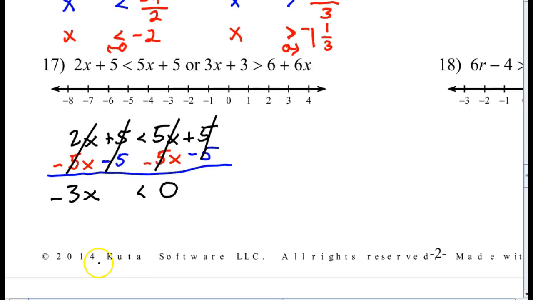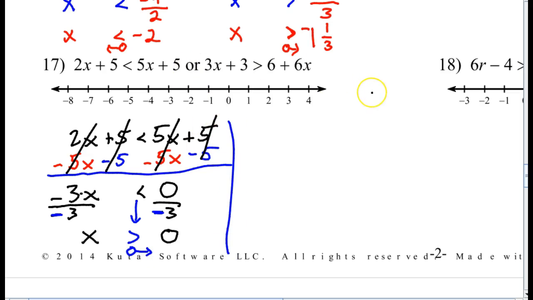All right. So this is asking 3 times what number is 0? You should get 0 when you divide both sides by -3. 0 divided by -3 is 0. There you go. But what we got to do, switch the sign. We divide it by a negative. There you go. So there's the first part. And it'll be open to the right. I'll let you do the other part there.